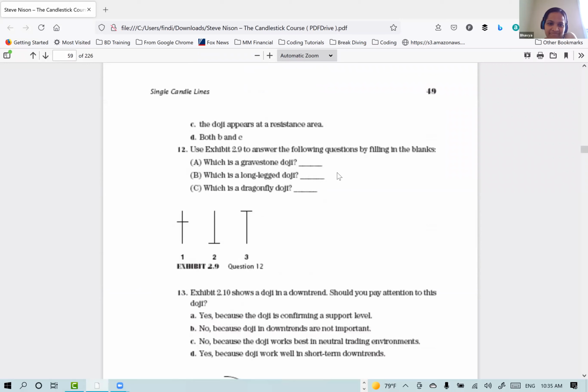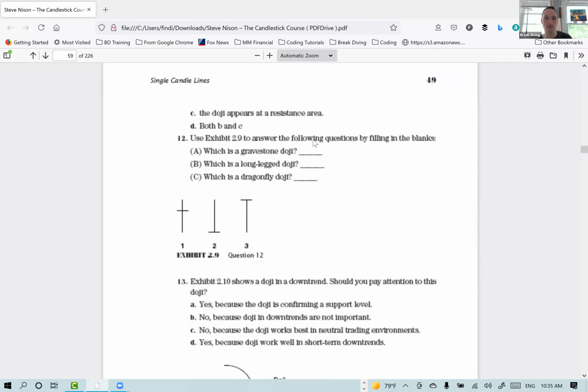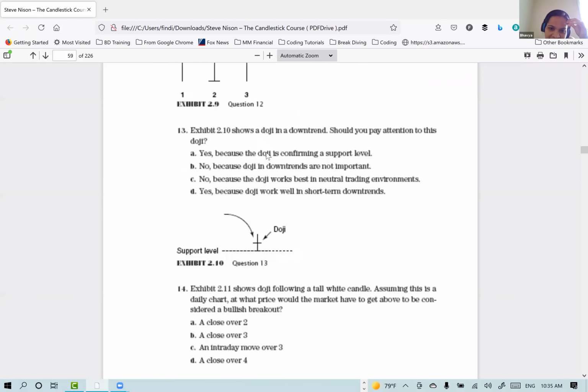Okay, 12. Use exhibit 2.9 to answer the following questions by filling in the blanks. Which is a gravestone doji? 2. Which is a long-legged doji? 1. Which is a dragonfly doji? 3. Yes, right.